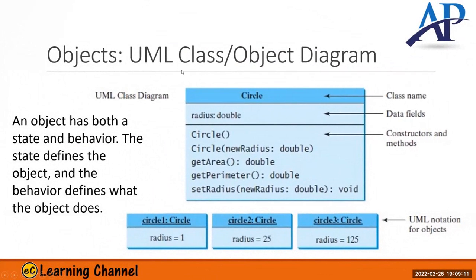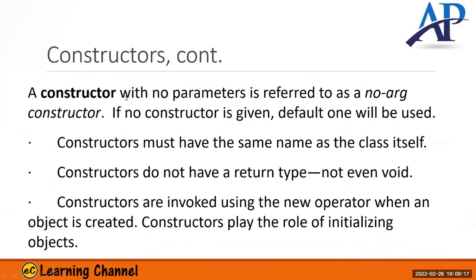There is something called a UML diagram. This one will not be tested. A constructor with no argument is referred to as a no argument constructor. If no constructor is given, the default one will be used. The default one is the no argument constructor. A constructor must have the same name as the class itself. A constructor does not have a return type, not even void, so nothing will be returned.